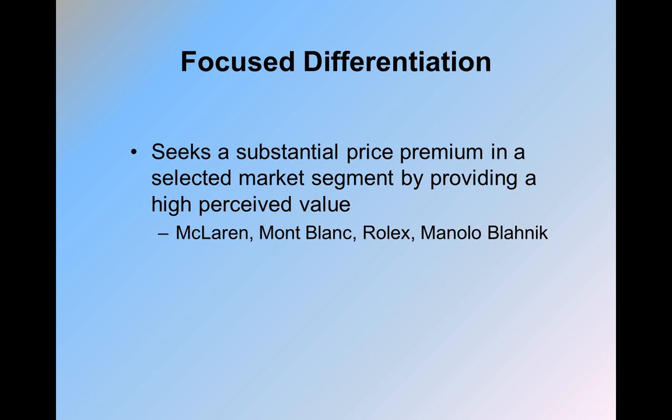So although it's a small sector, the prices charged are much higher, so ultimately the firm can achieve high revenues. So think of car companies like McLaren, or pens and jewellery, watches like Montblanc or Rolex, or shoes like Manolo Blahnik, if that's how it's pronounced. Very high priced products with a high perception of value, but only available or achievable by small numbers out of the large markets.